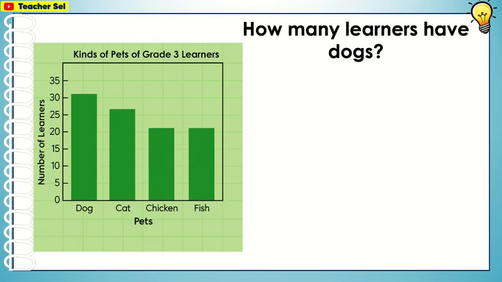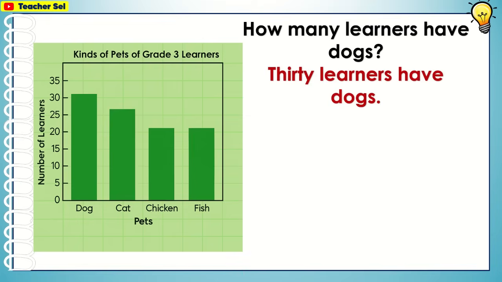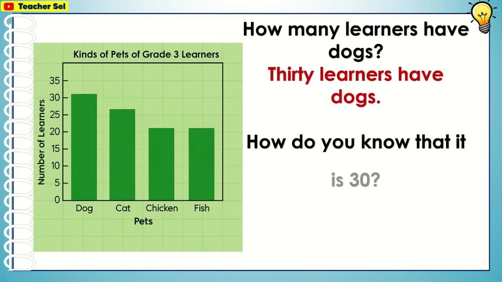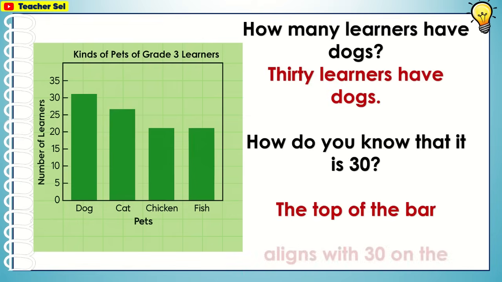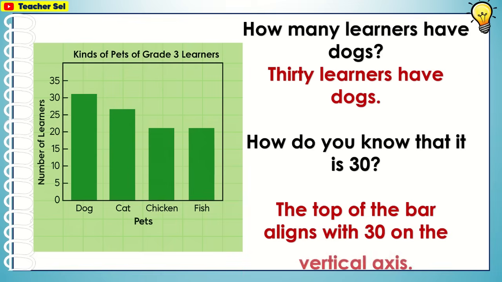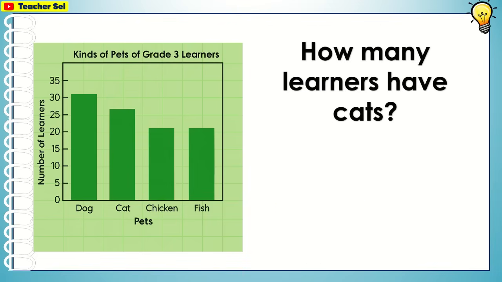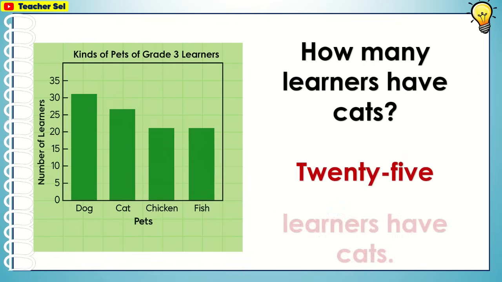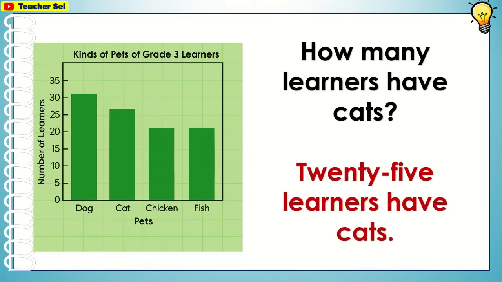How many learners have dogs? 30 learners have dogs. How do you know that it is 30? The top of the bar aligns with 30 on the vertical axis. How many learners have cats? 25 learners have cats.